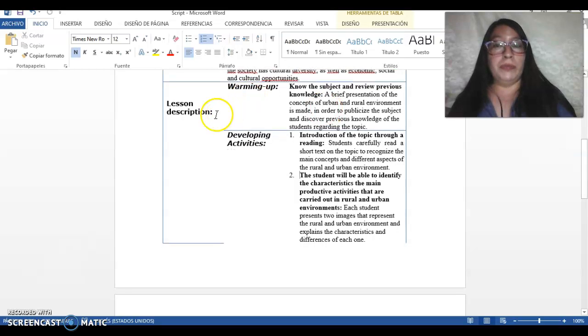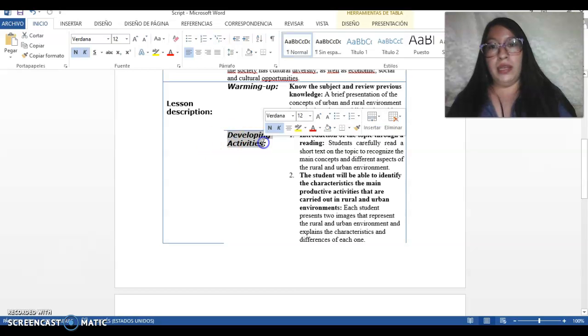In lesson description, we have the warming up. Know the subject and review previous knowledge. A brief presentation of the concept of urban and rural environment is made in order to publicize the subject and discover previous knowledge of the students regarding the topic.